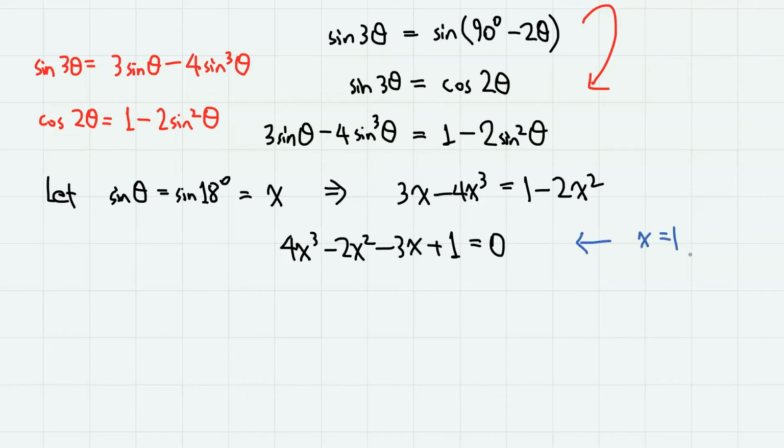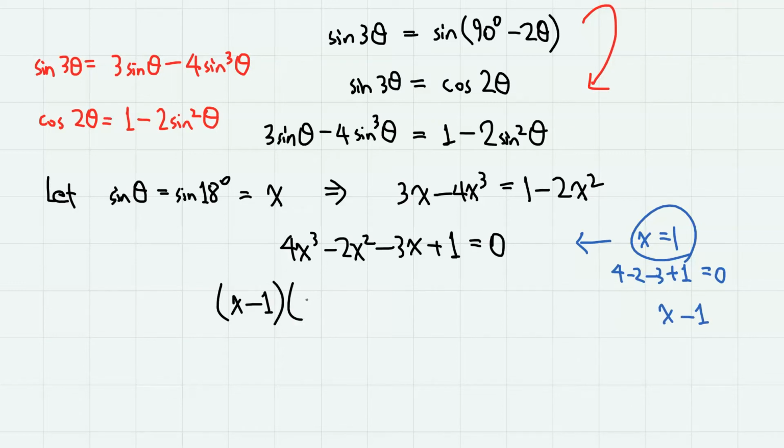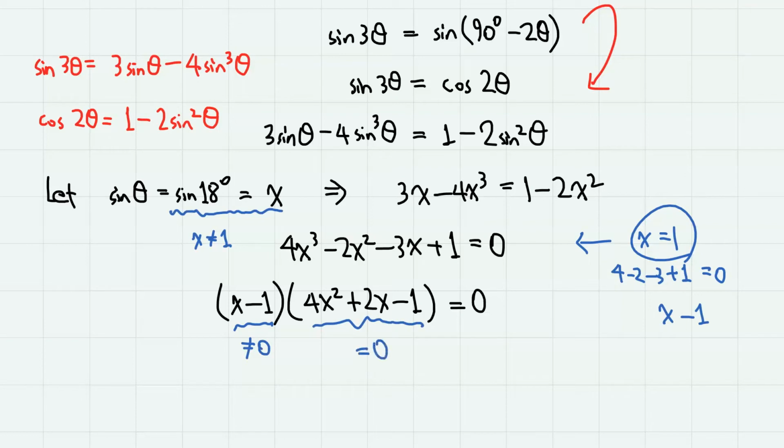Now notice that x equals 1 satisfies this equation, since the left-hand side becomes 4 minus 2 minus 3 plus 1, which is 0. So the left-hand side contains the factor x minus 1. So therefore, we have factor x minus 1 here. And if we carry out the division, we obtain 4x squared plus 2x minus 1 equals 0. Now notice that this x is sine 18 degrees, which means that x cannot be 1, which means that x minus 1 cannot be 0. So this part must be 0.